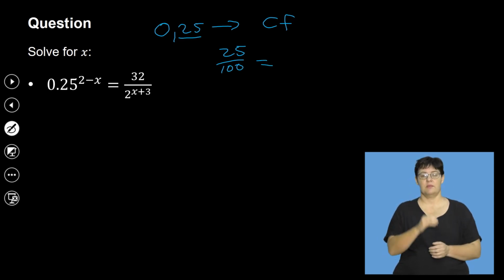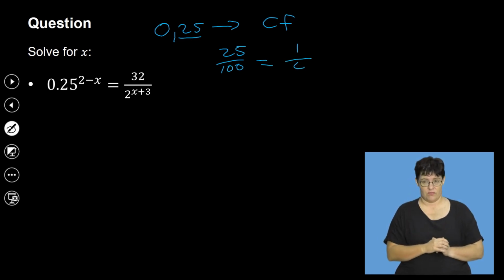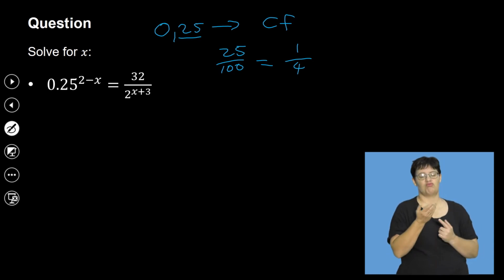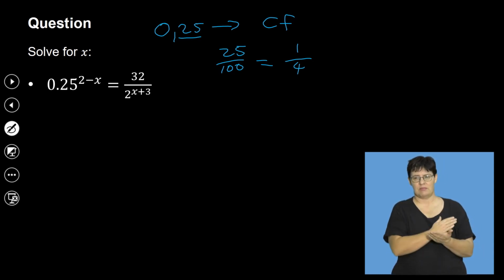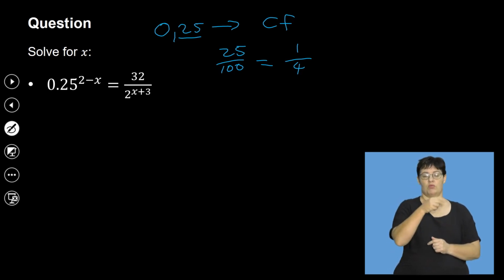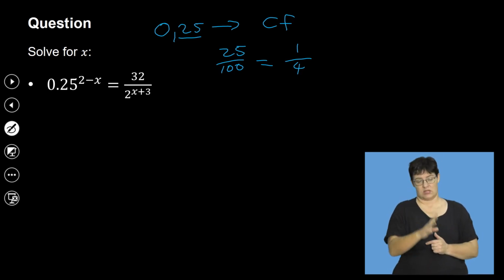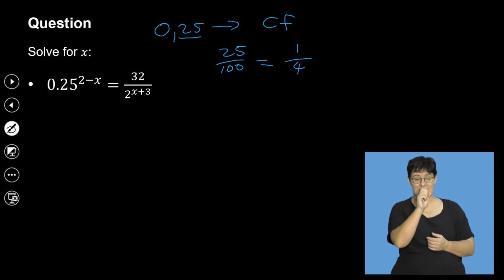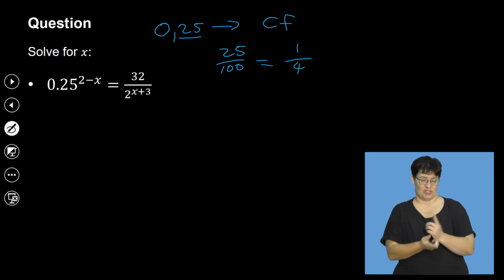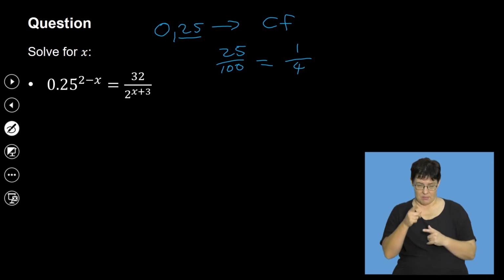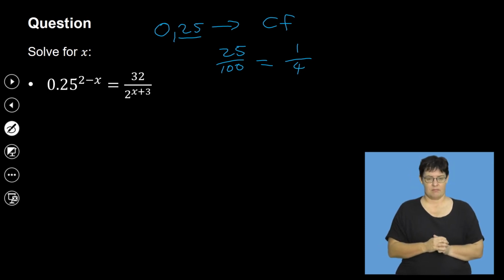If you simplify this, it will be 1 over 4, right? I'm just showing you this because at times you're not going to get a straightforward decimal like this one, where you know 0.25 is just a quarter. At times you'll get a decimal that cannot just be converted from the get-go, and you will need to employ this method that I just showed you.